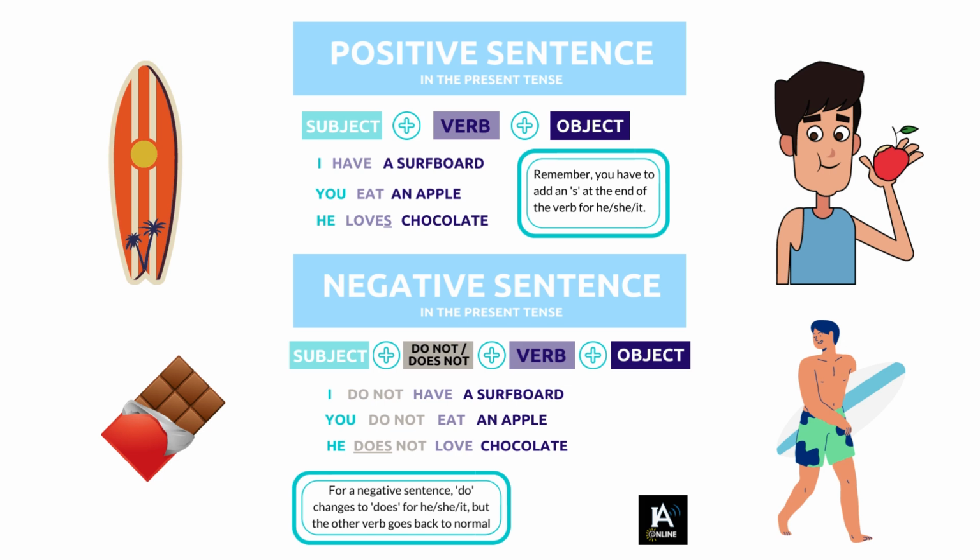For a negative sentence, the word do in do not changes to does. So it would be for the pronouns he, she, and it. So he does not, she does not, it does not. But for all other pronouns, the verb goes back to normal. I do not, you do not, we do not.